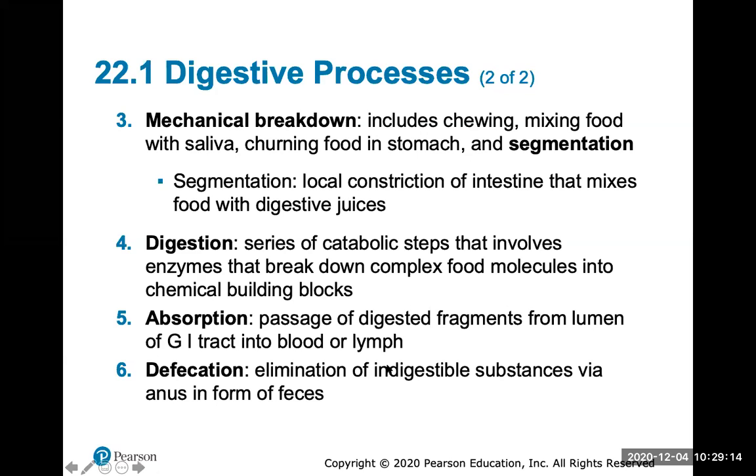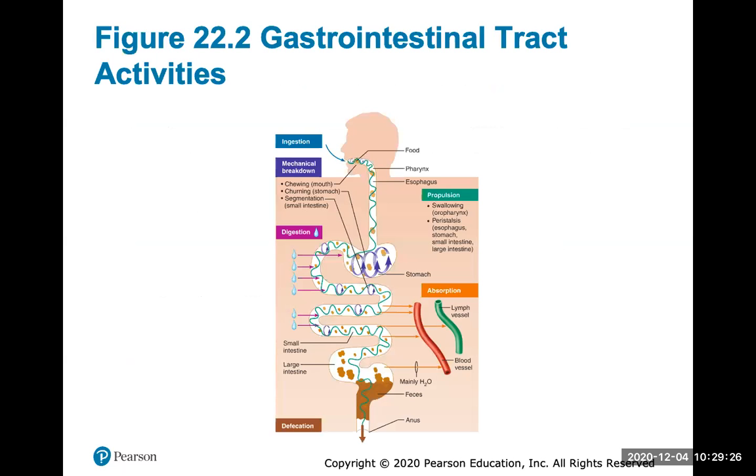Absorption is the passage of digested fragments from the lumen of the GI tract into your blood or lymph, and defecation is the elimination of indigestible substances via the anus in the form of feces. So here's just a look at the GI tract activities and where each of these activities occurs along the GI tract. And I'll let you guys review that on your own too.